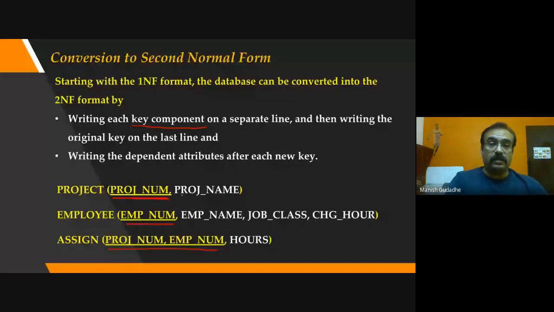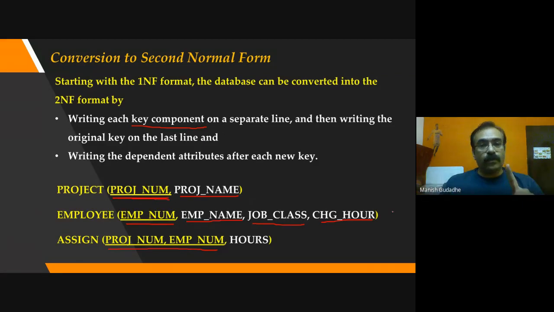Fully functionally dependent was only project name. Then on employee number we had employee name, job class and charges per hour. They were dependent on employee number.